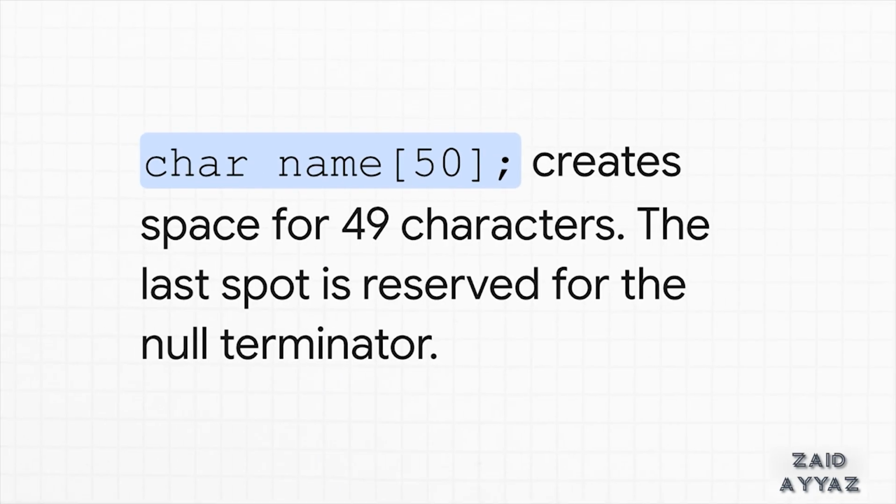So, for example, char name[50] creates an array that can hold 50 characters total. But, and this is super important, it can only hold 49 characters that you can actually use. That very last spot is always reserved for that invisible null terminator. You gotta remember to save room for it.